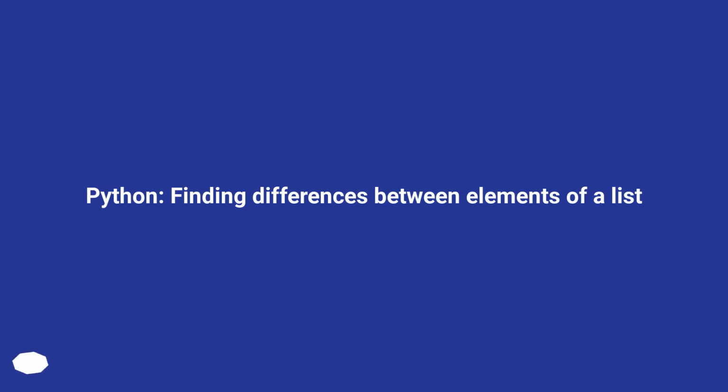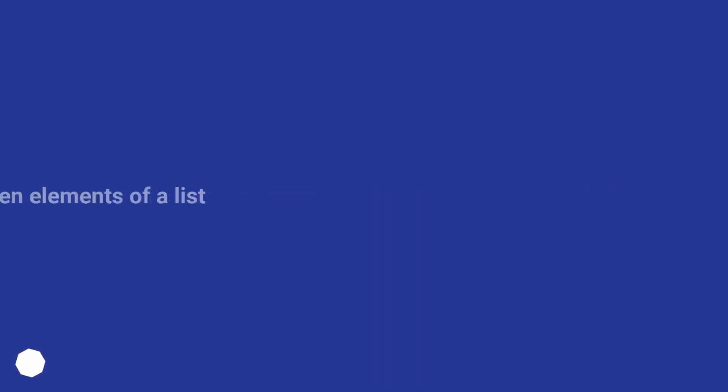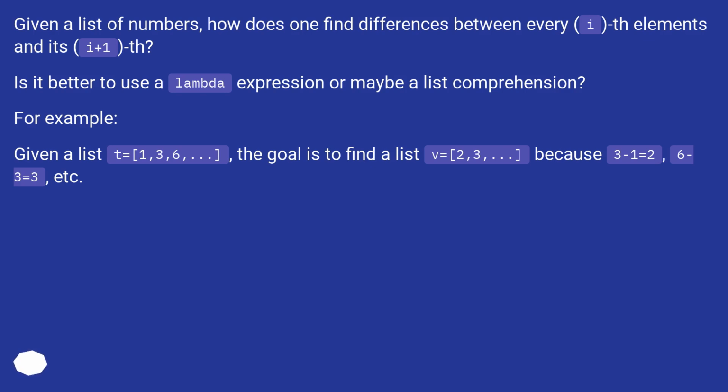Python, finding differences between elements of a list. Given a list of numbers, how does one find differences between every element in it, a plus 1th? Is it better to use a lambda expression or maybe a list comprehension? For example, given a list t equals 1, 3, 6, ..., the goal is to find a list b equals 2, 3, ..., because 3 minus 1 equals 2, 6 minus 3 equals 3, etc.